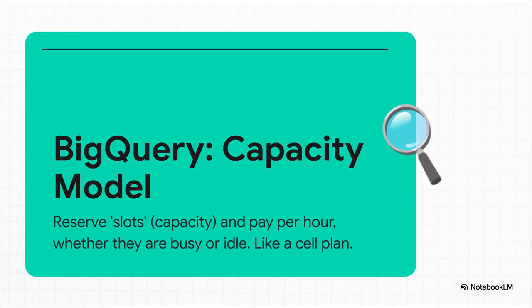Now, let's flip over to BigQuery. Their model is all about reserving a chunk of capacity. You pay for a set number of slots. Just think of slots as your own little virtual CPUs, and you pay for them by the hour. And here's the key. You're paying for them whether they're crunching numbers or just sitting there. It's kind of like renting a dedicated lane on the highway. It's always there for you, which is fantastic for those steady, predictable workloads.